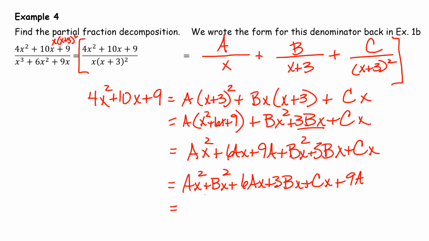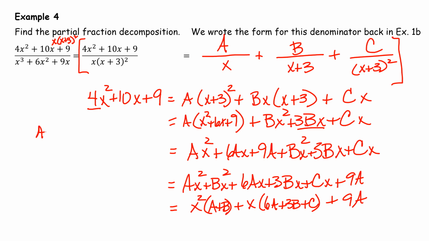And just to make sure we all understand what the coefficients are here, I'm going to factor out the x squared here, and I'll have just A plus B. And then I'm going to factor out the x, and I'll have 6A plus 3B plus C there, and then I've just got 9A over there by itself. So if we look back up here at our left side of the equation, the coefficient on x squared is supposed to be 4, which means that A plus B has to be 4, because it is the coefficient on x squared.